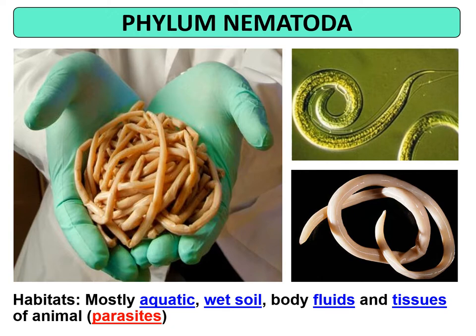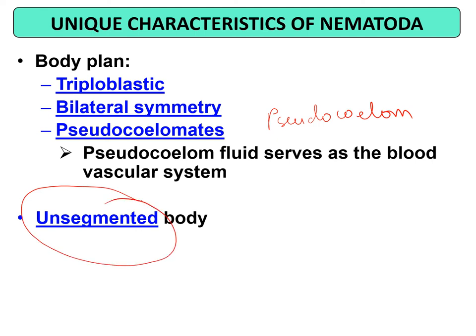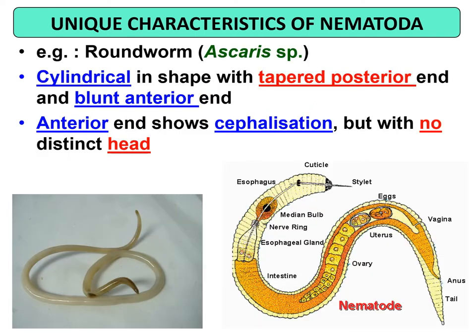Next is nematoda. So if you can remember, nematoda, eumetazoa, triploblastic, and have cavity, but the cavity is fake. Nematoda can be found in almost all aquatic, either in marine, in freshwater, in body fluids, and tissues of animals. They are bilateria and have pseudocoelomate. They have pseudocoelom. They don't have segments, and the body is unsegmented. Sebenarnya platyhelminthes tadi pun boleh juga gunakan unsegmented body.